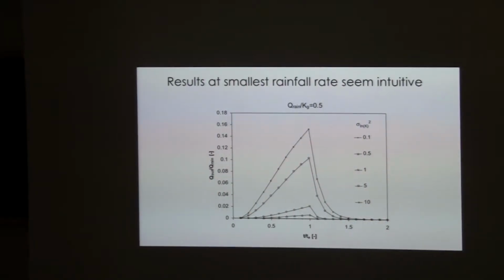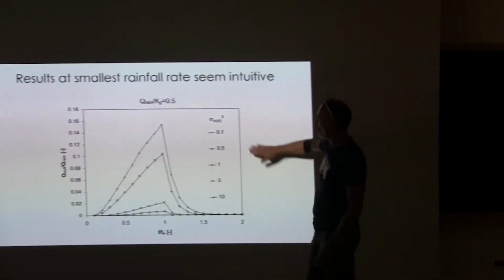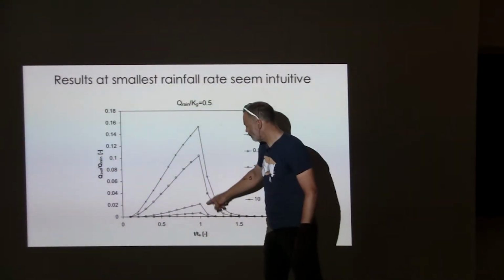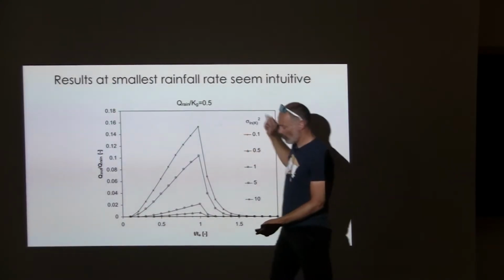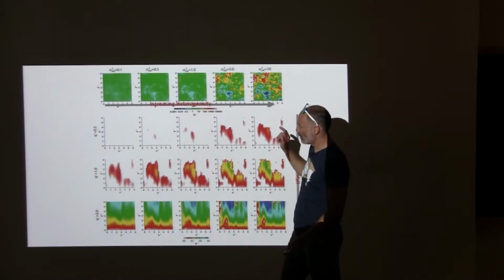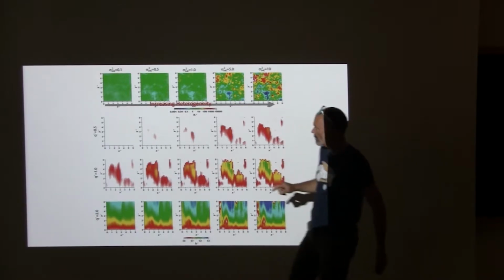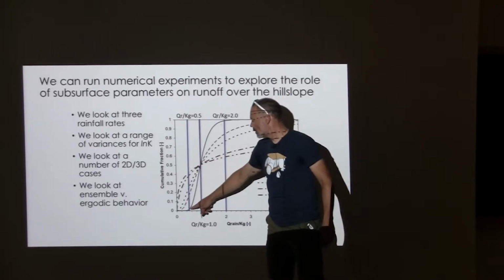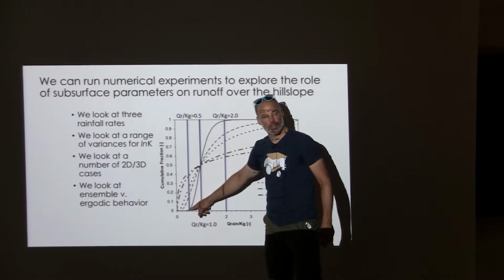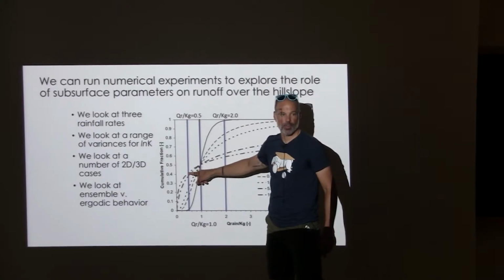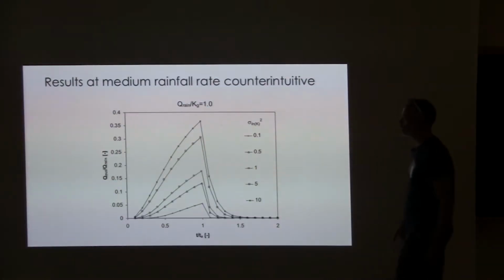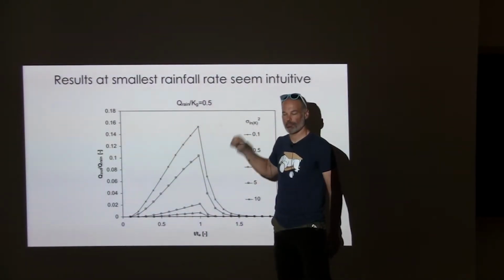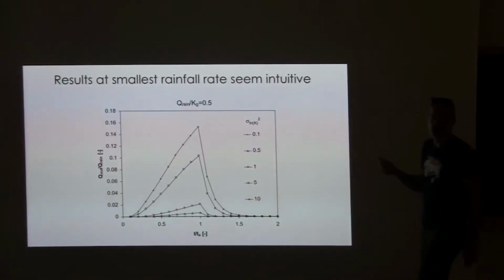So time of 1 is just when we turned off the rain. And then we go from small to large variance. And what do we see? As we go from small to large variance, we expect to follow this curve. Small variance will be the least runoff generated. Large variance will be the most. And what do we see? We see exactly that. We see small variance, least runoff, largest variance, most runoff.